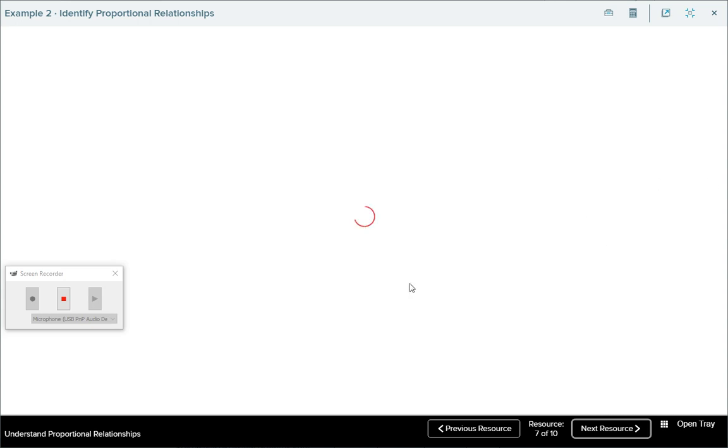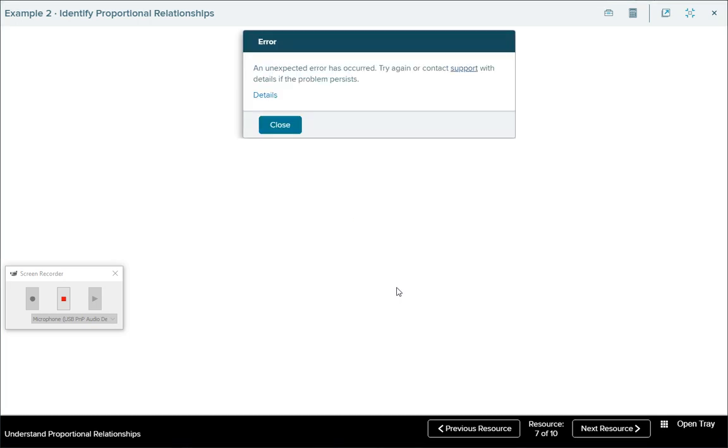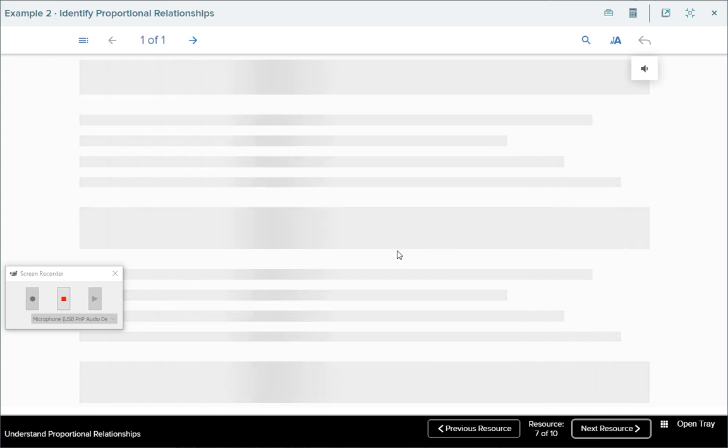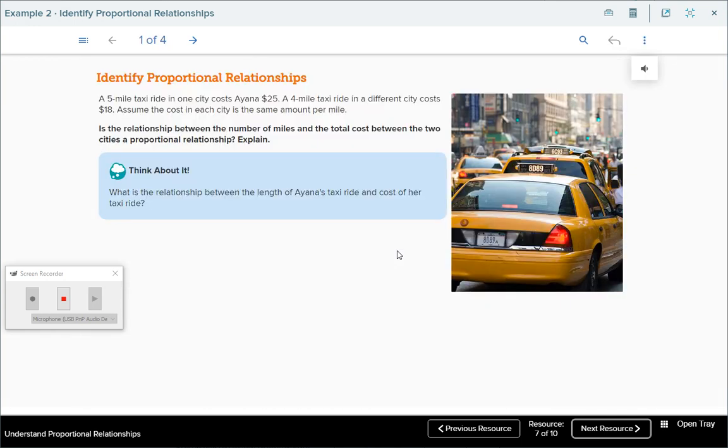Okay, let's look at this one. Sorry, this is taking a while to load for some reason. Oh, contact support. I'm not going to contact support. I will just look at the example in the book. Let me try it one more time. Maybe. There we go. Okay.